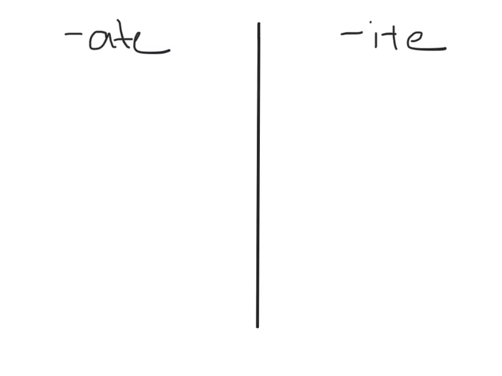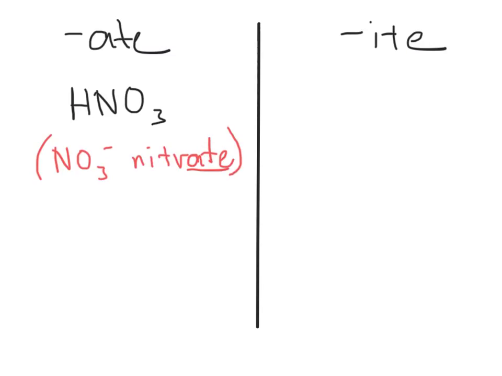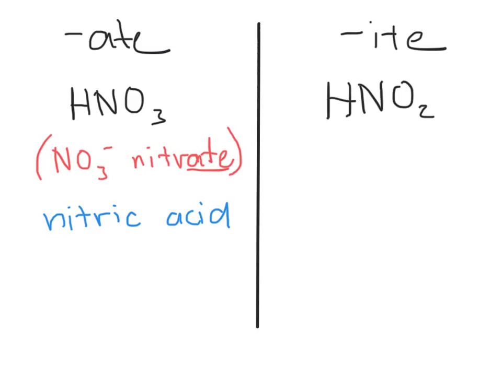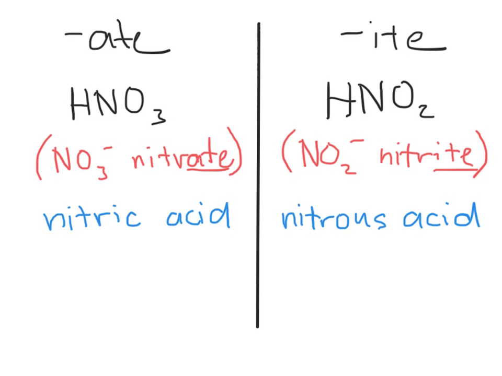Here are some examples. HNO3 contains the NO3- nitrate polyatomic ion, and as such is named nitric acid. On the other hand, HNO2 contains the NO2- nitrite polyatomic ion and is named nitrous acid.